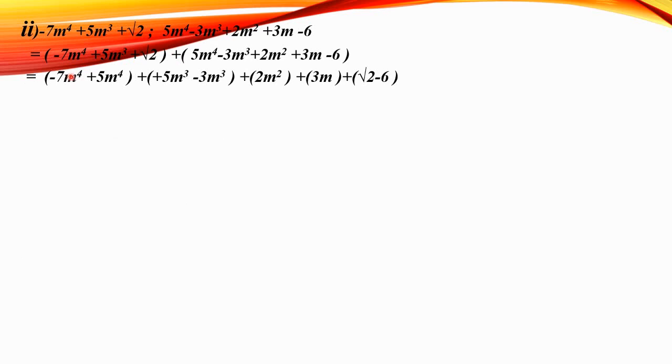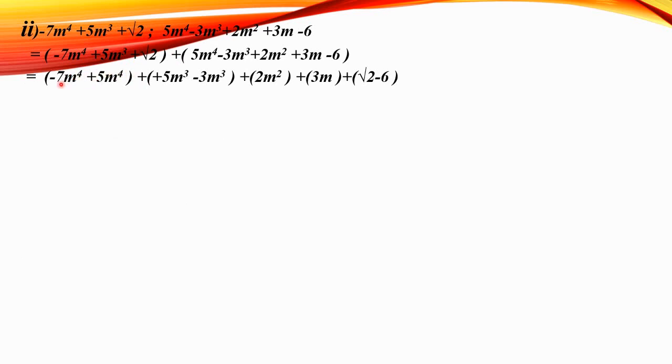Question number 2 is minus 7m raised to power 4 plus 5m cube plus root 2, and 5m raised to power 4 minus 3m cube plus 2m square plus 3m minus 6. Here we have two polynomials. Now we will write with the addition symbol in between. Then we will write with the like terms together.